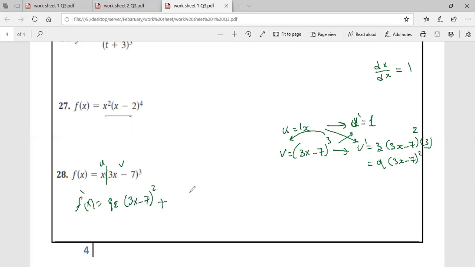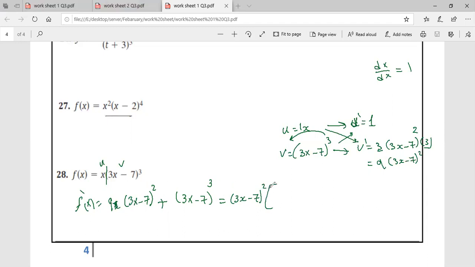Plus the second product, it will be 3x minus 7 to power 3. You have to take a common factor. Here, do you have a number? No, the common factor is 1, and there is no common factor of variable. I'll take the bracket, but the bracket is repeated, here with exponent 2, here with exponent 3. So I'll take the bracket with the least exponent.